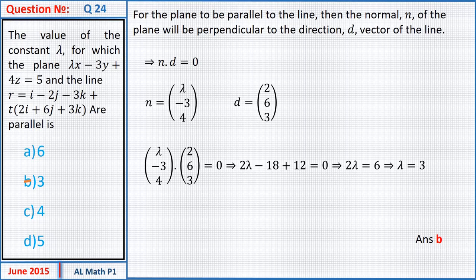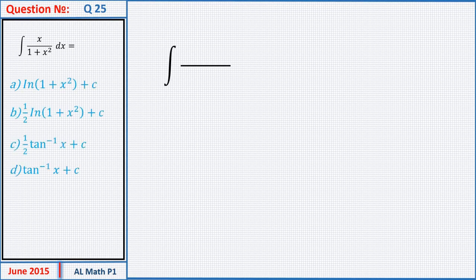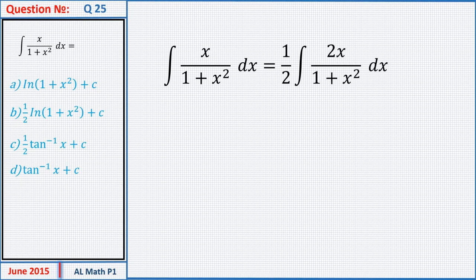So yeah, question 25. Question 25 says we evaluate the integral of x on 1 plus x squared dx. So here to integrate this, we can see that if we differentiate the bottom, we have 2x. Here I just have x on top, so I create a 2 and destroy a 2, as we see on the screen.